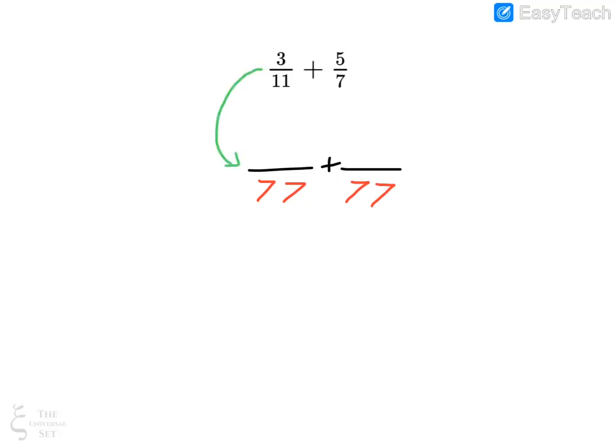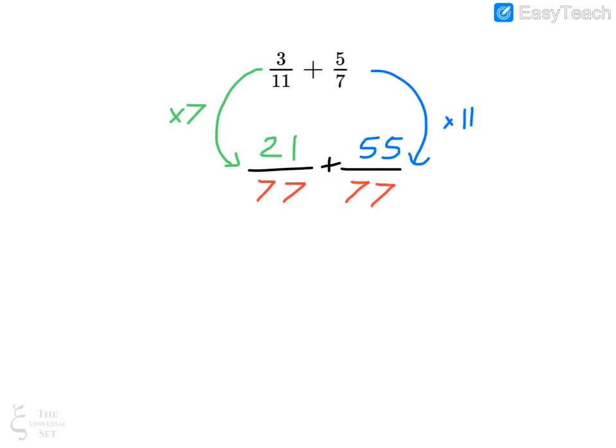So what have I done on this side? I multiplied by 7, so we'll do the same on the top. 3 times 7 is 21. What have I done on this side? I multiplied by 11, so 5 times 11, that's 55.